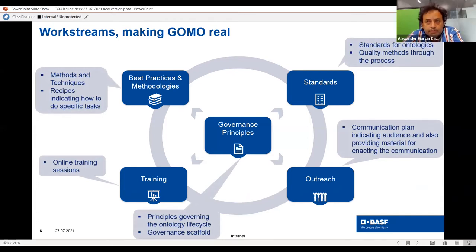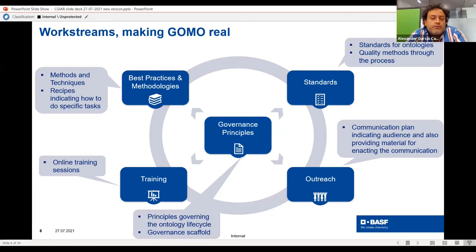All of these are orchestrated so that they make real the most abstract one. Governance is very abstract, it's very difficult to explain. And governance always needs to be implemented, to be made real by way of standards, outreach, training, and methodologies and best practices. So the standards, well, that's an easy one. For instance, all ontologies must comply with the RDF W3C standard. That's an easy one. Methodologies as best practices, it's also an easy one.